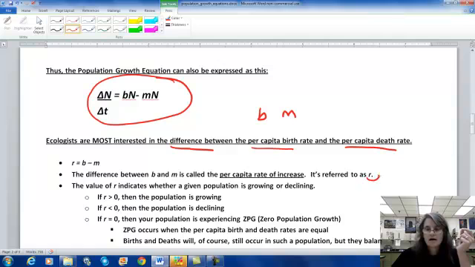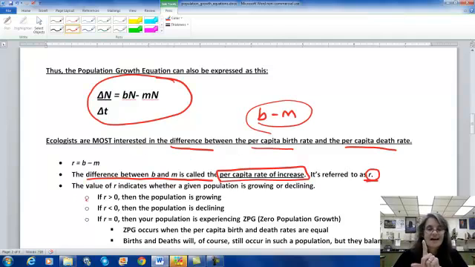Now, little r is the symbol for the difference between these two. So little r equals b minus m, and this is the difference between the per capita birth and death rates, and it is called the per capita rate of increase. This is little r. This is the value we are interested in. It's the difference between these two rates.